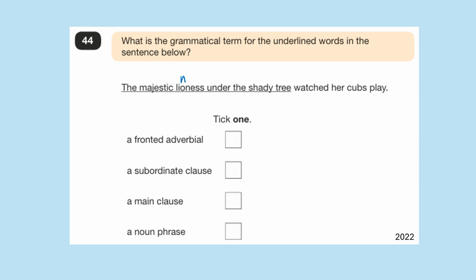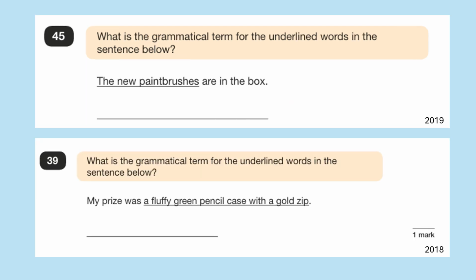What's the grammatical term for the underlined words in the sentence? Well, I can see a noun. I can't see any verbs in this here, so it's not going to be a clause. A fronted adverbial. Well, I can't see the comma after that would signal it, and I have got the noun, I've got the determiner, I've got the adjective, and I've got the prepositional phrase. So it's definitely not showing any signs of being a fronted adverbial. It's going to be the noun phrase. Again, the grammatical term for the underlined words, we know that the new paintbrushes, there's my noun, determiner, adjective. So I'm looking at a noun phrase.